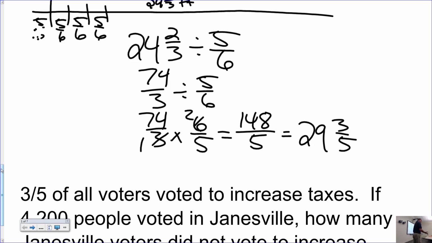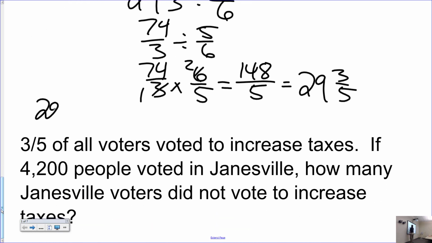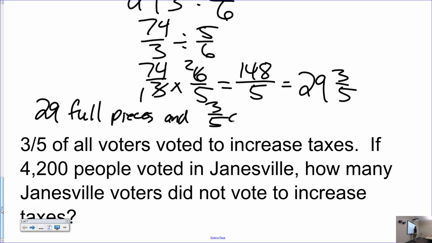So, how many pieces? 29 full pieces, and 3/5 of a piece. Note that these are pieces, right? So it's not 3/5 of a foot, folks. It's 3/5 of a piece.